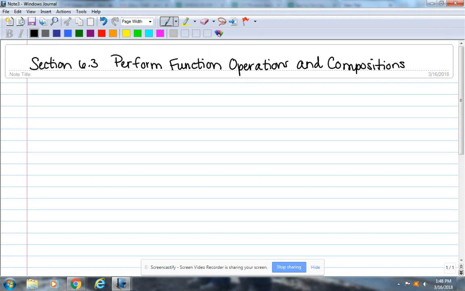So let's just talk about function operations. Operations are mainly adding, subtracting, multiplying, and dividing. Okay? So if you hear anything about performing so-and-so operations, operations are just adding, subtracting, multiplying, dividing for the most part. There's other operations, but those are the main ones.